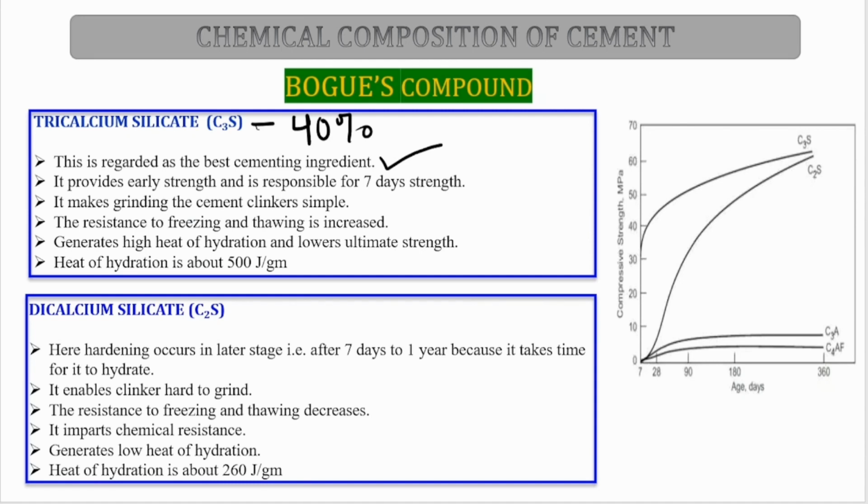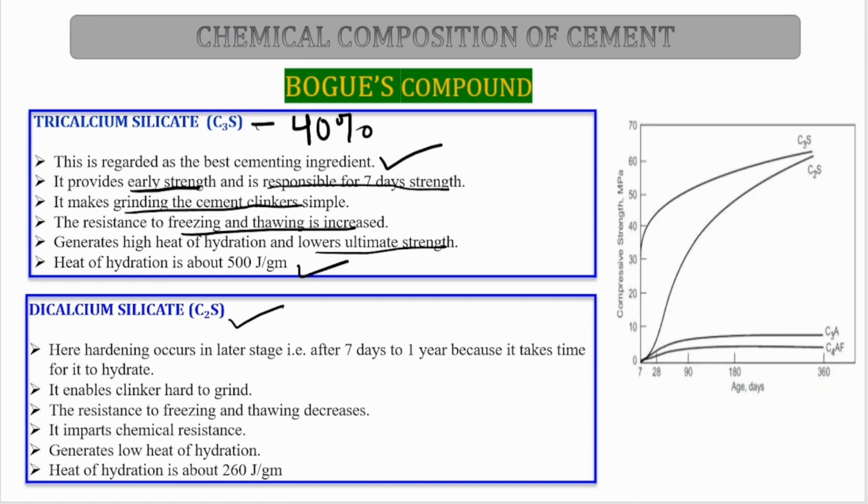the strength of the cement. It provides the early strength and is also responsible for 7-day strength of the cement. Now, it makes the grinding of the clinker very easy, and the resistance to freezing and thawing is also increased with the presence of this C3S. The heat of hydration generated is high, and that's why it lowers the ultimate strength, and the heat of hydration is about 500.